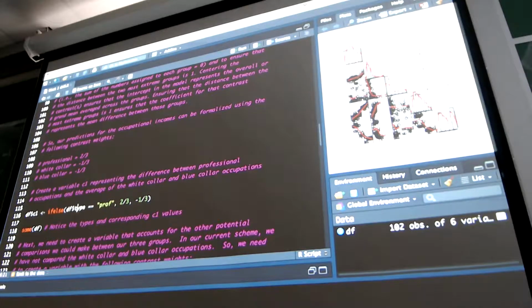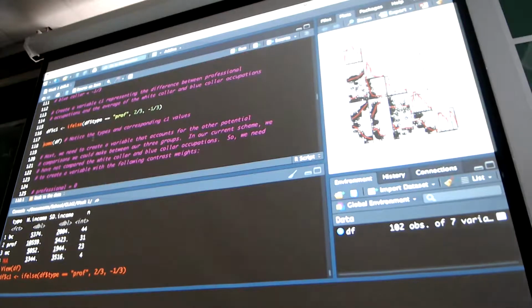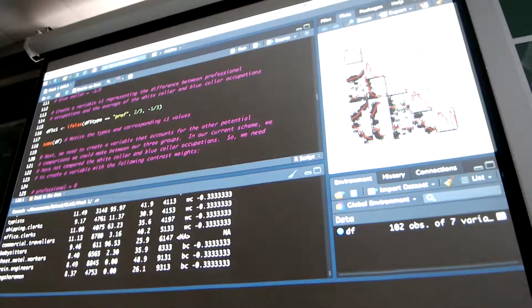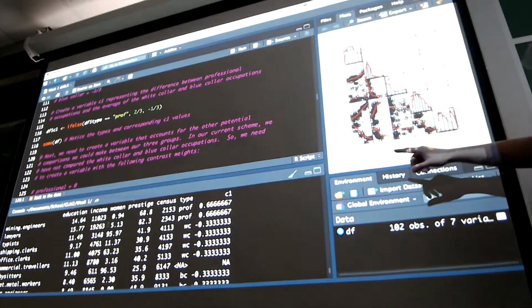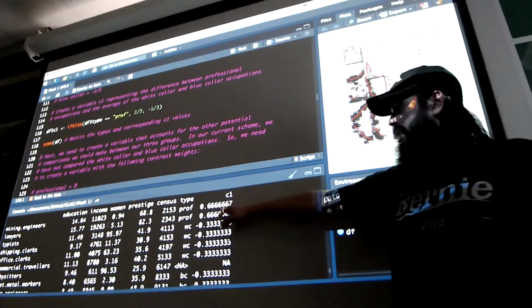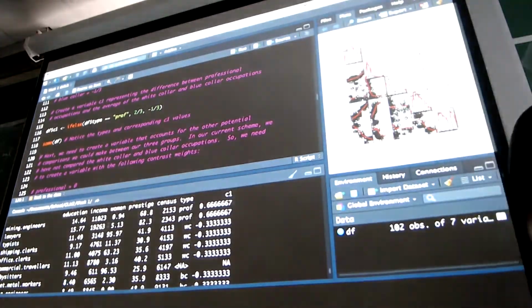So here we are just going to say, if the type is professional, coded as 2/3, else coded as -1/3. And now when we look at our data frame, you can see the corresponding coding: professionals are coded as 2/3, white collar and blue collar coded as -1/3.